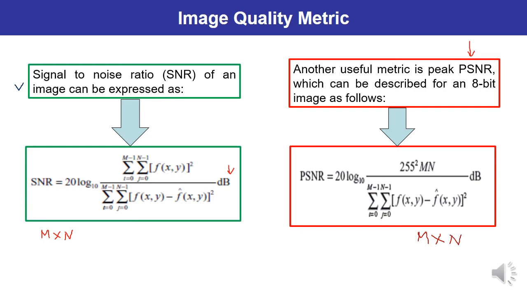And in the denominator is the noise power, so the same term is taken over here. For the numerator you can see that peak power is taken, that is why we have written 255 whole squared. So these are two more ways to calculate or define the signal to noise ratio, which define the image quality metric.